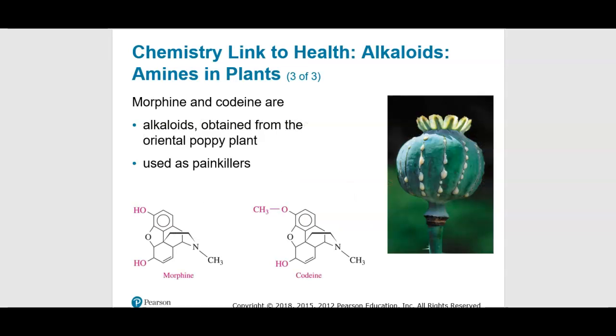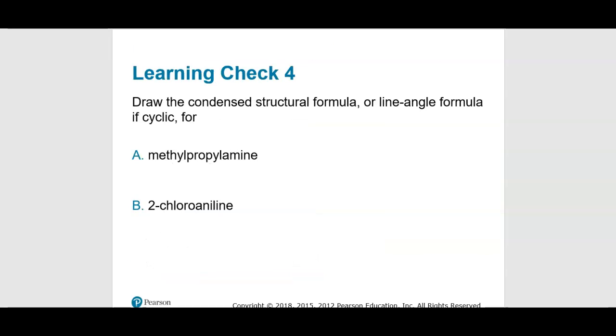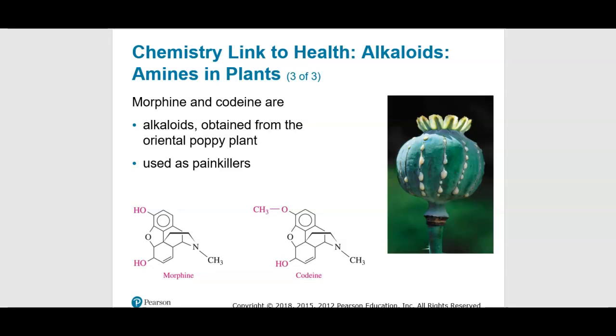And there's morphine and codeine. You notice a lot of drugs that tend to be abused are amines. But then things like morphine and codeine. Well, codeine is a tremendous cough suppressant, and morphine is useful as a painkiller as well. And they're obtained from the oriental poppy plant, the opium poppy. And so that's really what we have on amines.